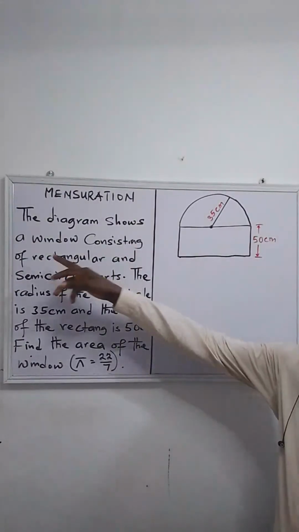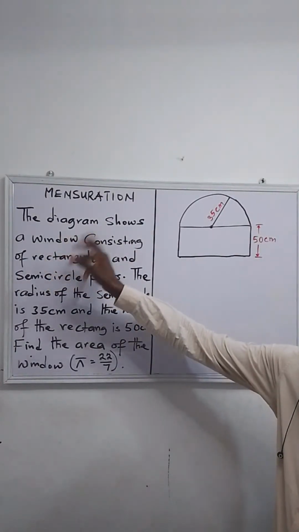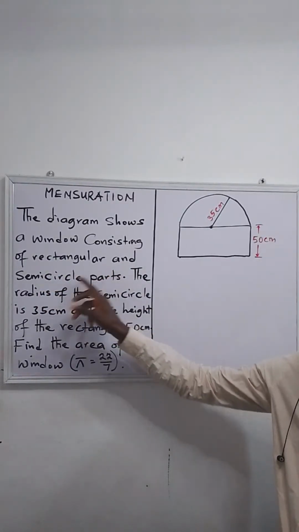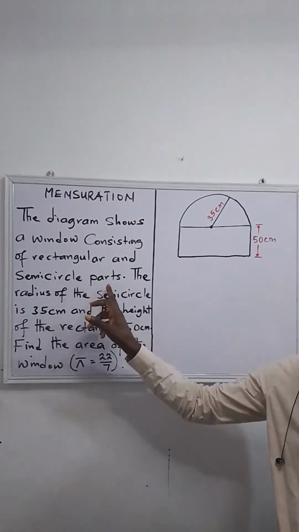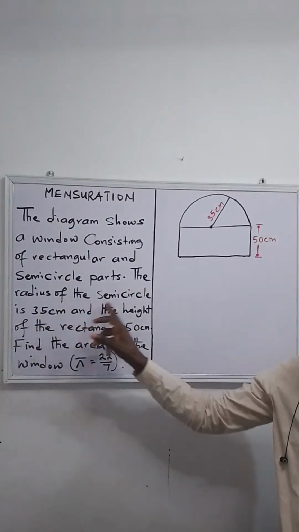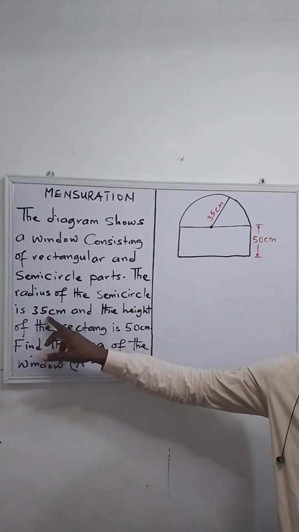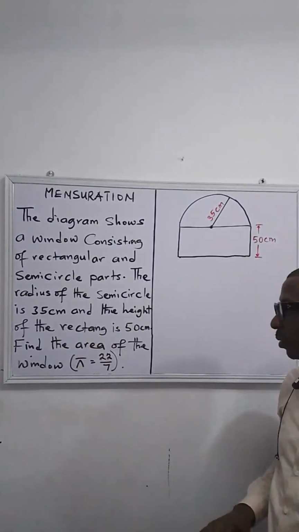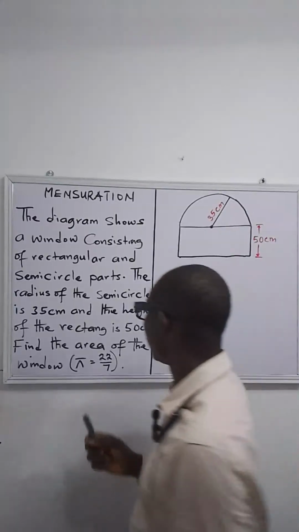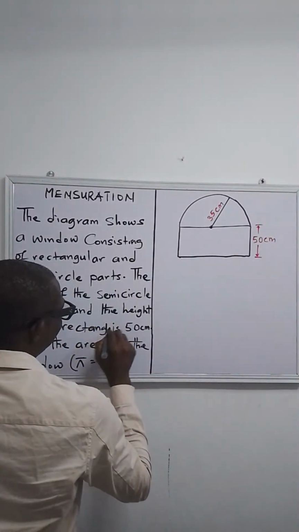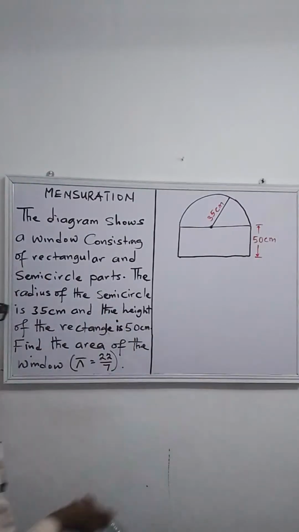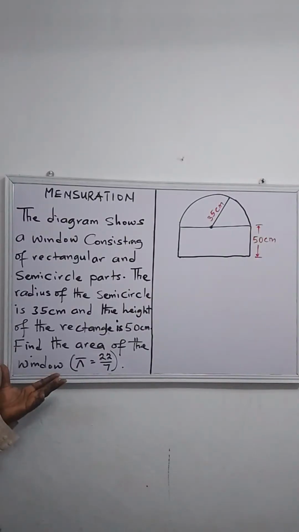Now, the diagram below shows a window consisting of rectangular and semicircle parts. The radius of the semicircle is 35 centimeter and the height of the rectangle is 50 centimeter. Now, you have to find the area of the window. What is the area of the window?